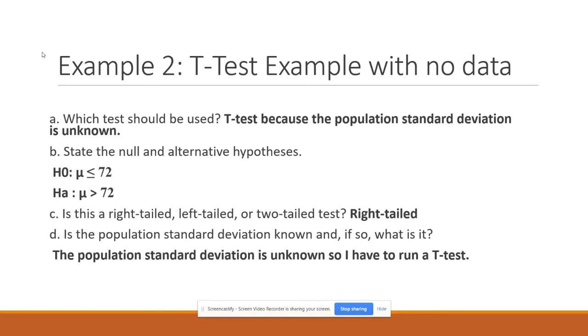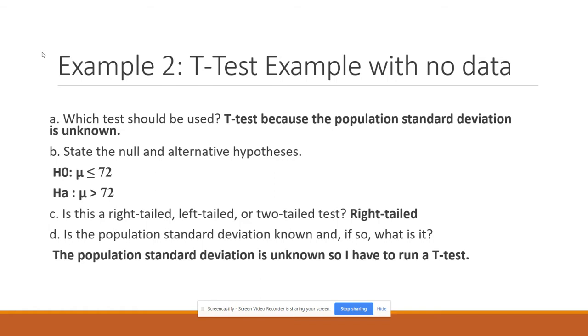Okay, so what test are we going to use? Again, we're going to use a t-test because the population standard deviation is unknown. So I need to state my null and my alternative hypothesis. Greater than means I'm going to use the greater than symbol, and if you go back and look at your chart, that greater than symbol can only be in the alternative hypothesis. So in my alternative hypothesis, I'm going to put that the mean is greater than 72. That leaves my null as the mean is less than or equal to 72.